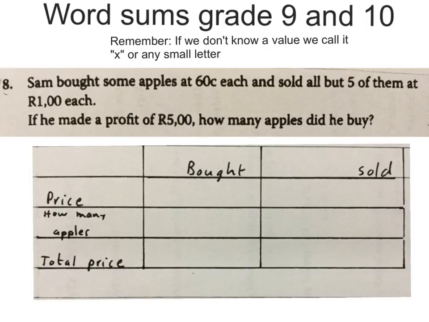On the left-hand side, I wrote on the first line the price that he paid when he bought them and the price that he sold them for. How many apples we are talking about, I'm going to put here. And then we're going to have a sum after that. This is not even part of this table. It's just the way I set up my things.